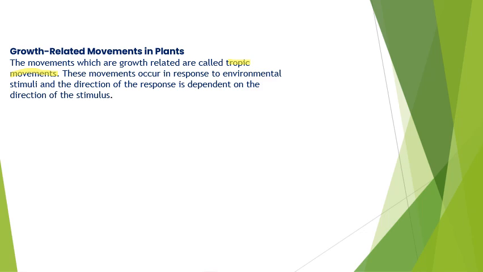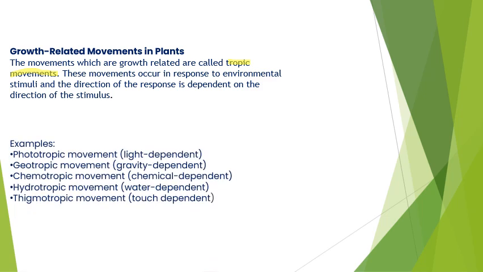Now let us try to understand what the different growth related movements are. The first movement is phototropic movement, which is light dependent movement. The second one is geotropic movement, that is gravity, earth dependent movement. The next one is chemotropic movement, which depends upon chemicals. The next one is hydrotropic movement, that is water dependent movement. And the last one is thigmotropic movement, which is touch dependent movement. So I hope you got it.